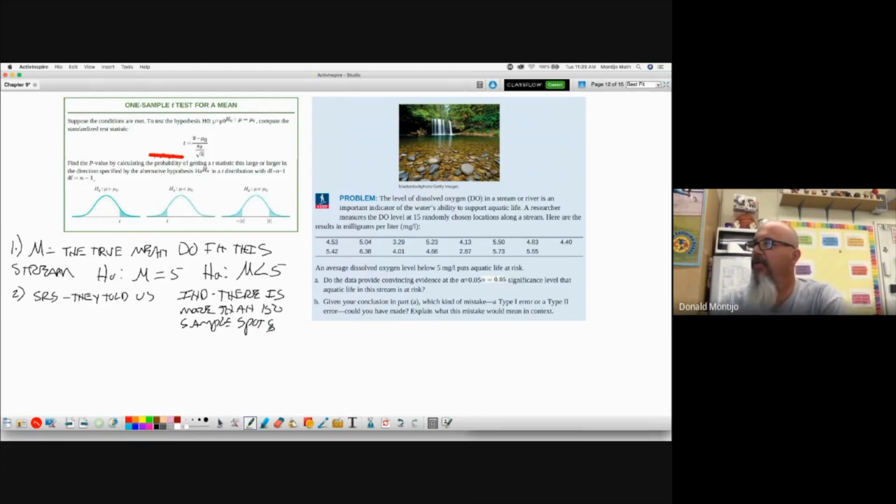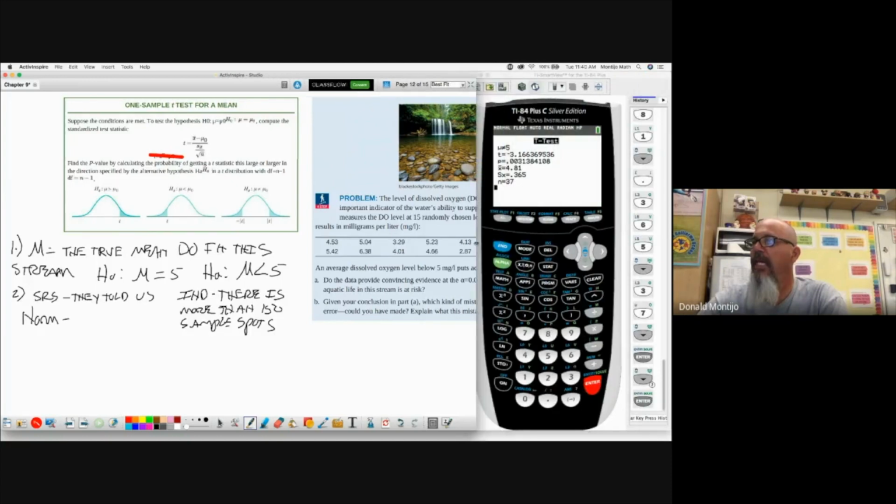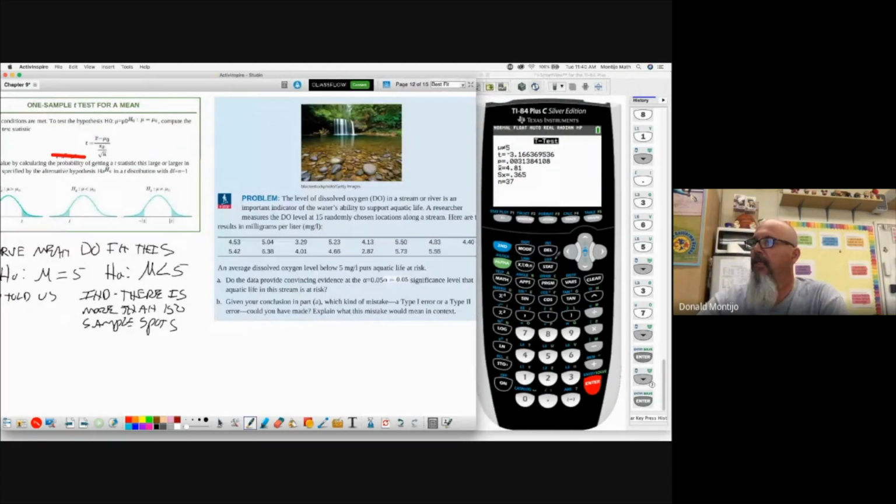Did they tell me that the population is normal? No. Is n large enough to use the central limit theorem? No. Uh-oh. So how am I going to check normality if I can't use the central limit theorem? This is where we're going to have to put all the data into a list and make a graph. If the graph is roughly symmetrical with no outliers, then we're okay. Well, how are we going to do that?